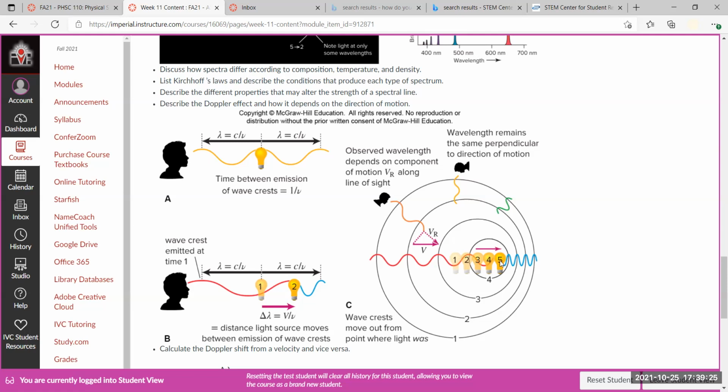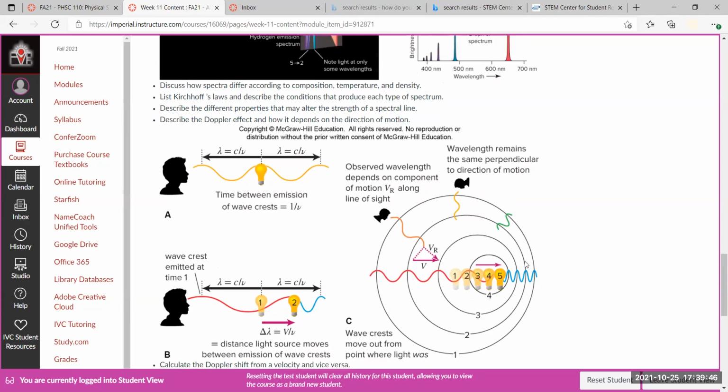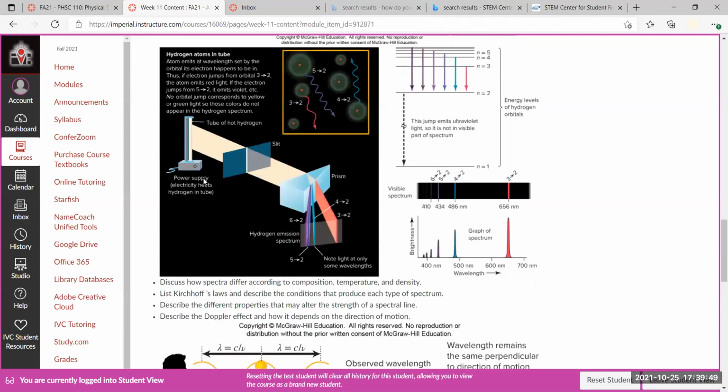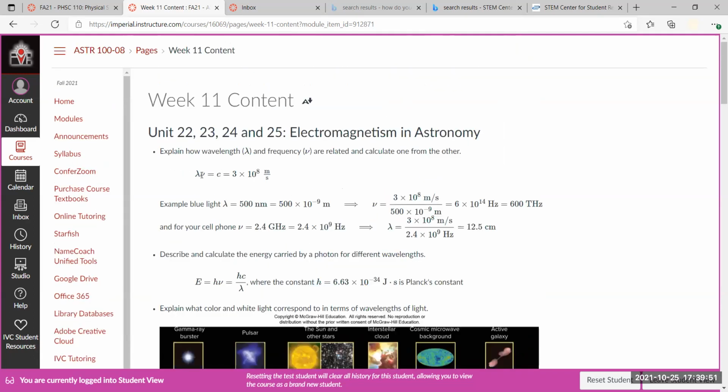Okay. If I'm on this side, because the source is moving towards me, it's sending these concentric circles, except that the centers are shifted toward me. So the separation between each and every one of them appears to be shorter and shorter. So the wavelength appears to be shorter and shorter. If the wavelength appears to be shorter and shorter, the frequency appears to be higher and higher.